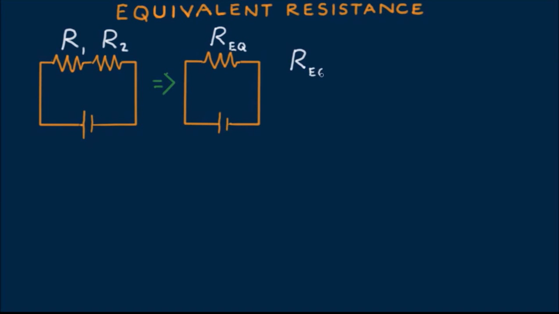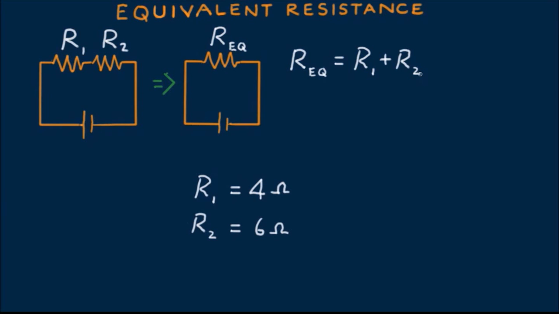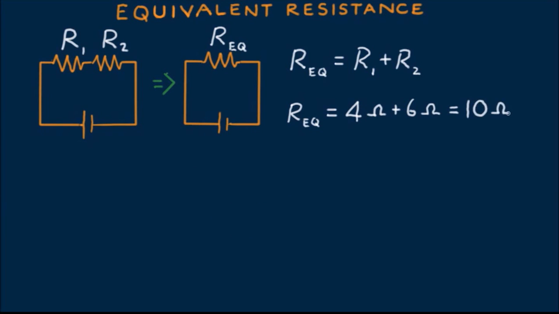For a series circuit, R sub equivalent is simple enough. It's the sum of the individual resistors, because the same current has to pass through each of them in turn. Resistances add. Suppose R sub 1 were 4 ohms and R sub 2 6 ohms. These easy numbers make the concept clearer. Then the equivalent resistance is 4 ohms plus 6 ohms equals 10 ohms.